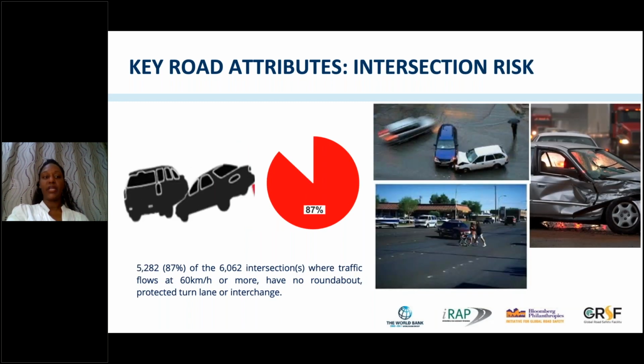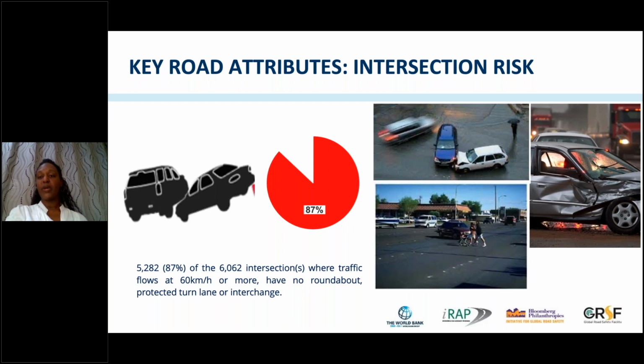And finally, just looking at crashes at intersections. We do find again that 87% of the roads that we've assessed have intersections where the speeds on the main road are quite high. So you have an at-grade intersection trying to join a high-speed road. And when they're joining there, there's nothing to assist them to join safely. For example, there's nothing to slow down the traffic on the main road. There are no roundabouts. There are no protected turn lanes for those that want to turn off the high-speed road onto a side road.